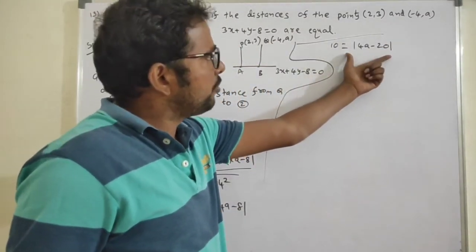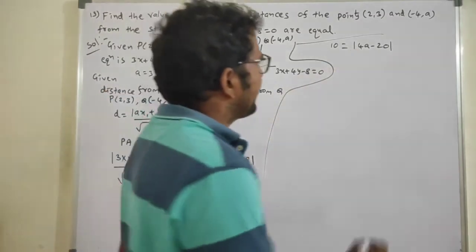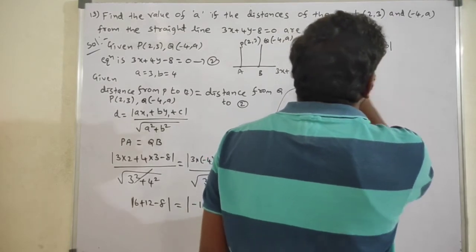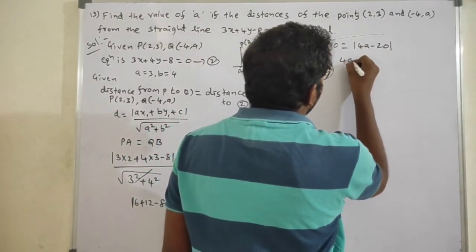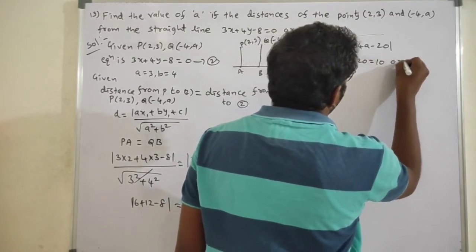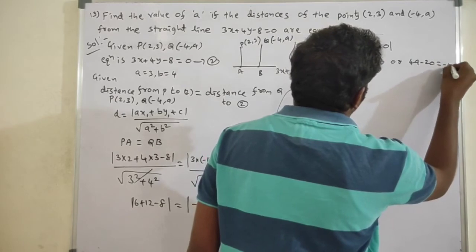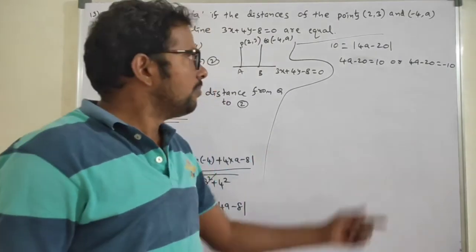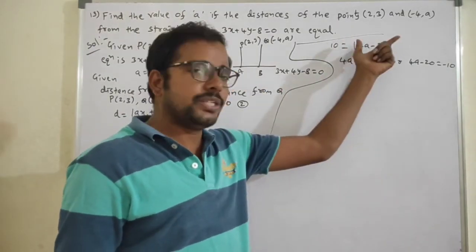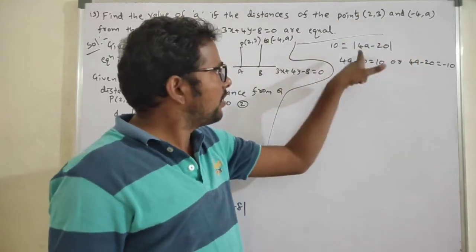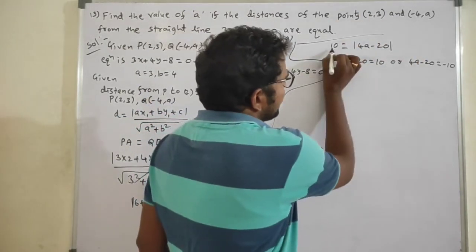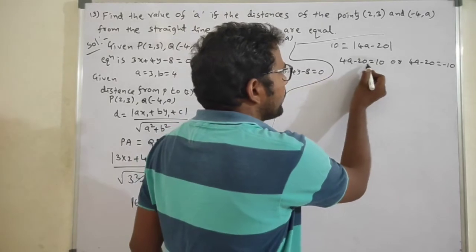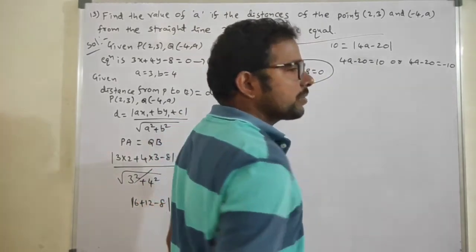Here we have a modulus. To remove the modulus we can do squaring on both sides. Or we can take it like this: 4a minus 20 is equal to plus 10 or 4a minus 20 is equal to minus 10. For modulus removal we have two methods. One is direct squaring, since with a modulus it also becomes positive. Or we can remove the modulus by taking plus once and minus once. That is, 4a minus 20 is equal to plus 10 or 4a minus 20 is equal to minus 10.